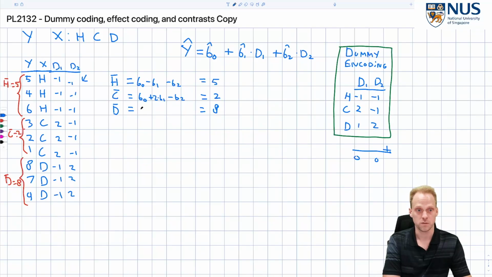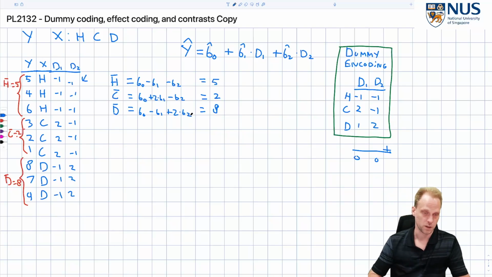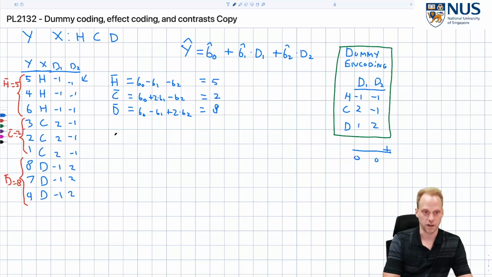And for dogs, we have B0 minus 1 times B1, so minus B1 plus 2 times B2. It's a bit more complicated, right? But let's say we are interested in the effect, the difference between cats and hamsters. I expect that cats are happier than hamsters, but if not, then the null hypothesis would be that this is 0. So what is this?